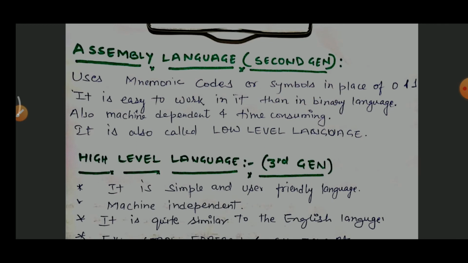One more thing: assembly language is also machine dependent and time consuming. That means programs written on any computer in assembly language cannot be executed on other computers or machines. It is also called low level language.